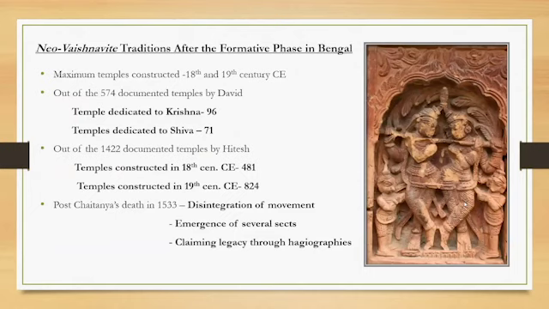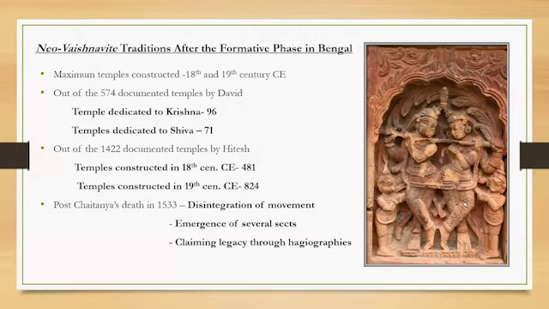Moving on to the first question raised in the previous slide, it can be observed from the data of David and Hitesh that the maximum number of temples were constructed during the 18th century. From the data of David, 96 temples were dedicated to Krishna and 71 temples were dedicated to Shiva, respectively, during the 18th and the 19th century. According to Hitesh, 481 temples were constructed during the 18th century, and 824 temples were constructed in the 19th century.